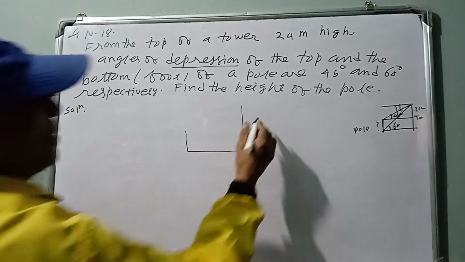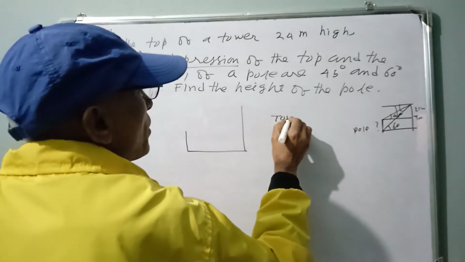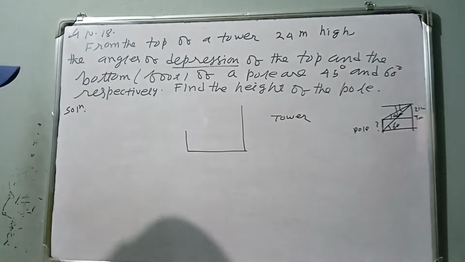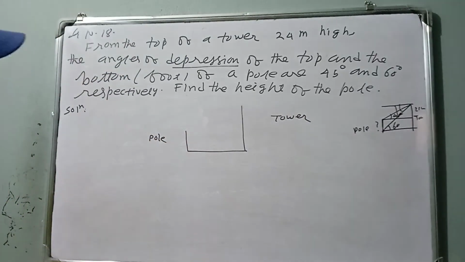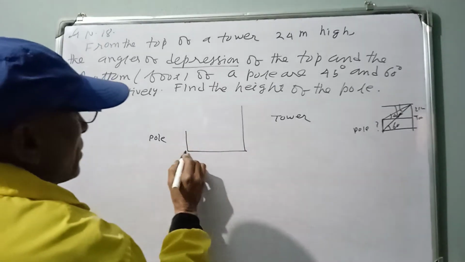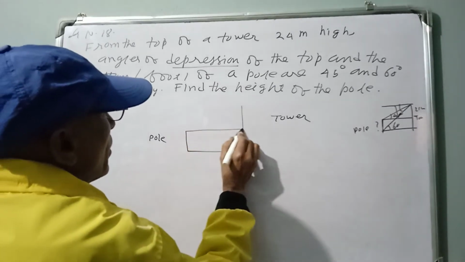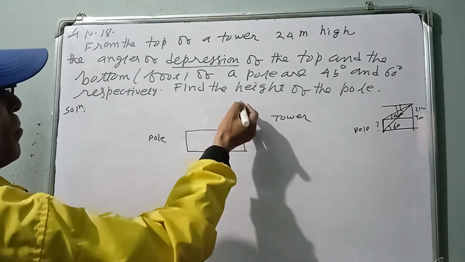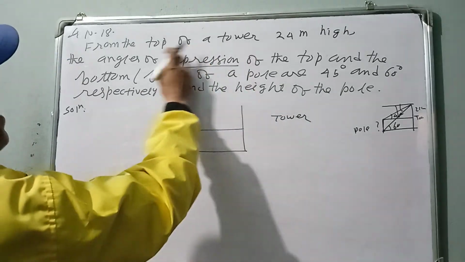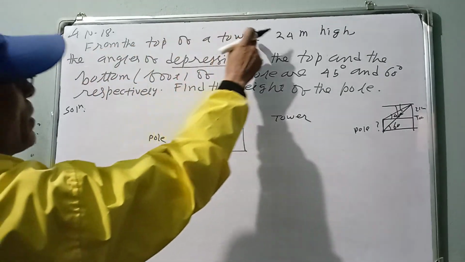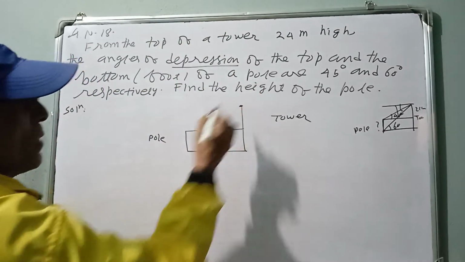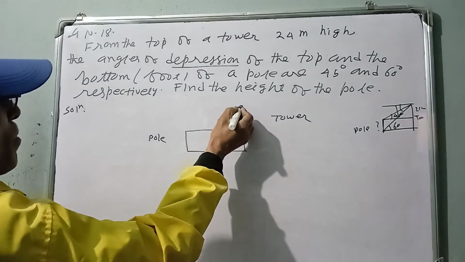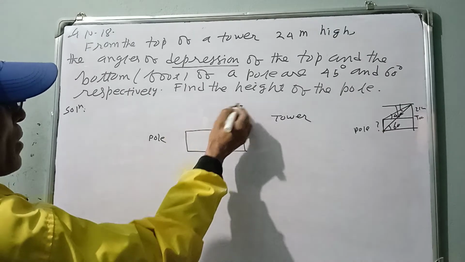See, what is this? This is a tower, 24 meter high. This is a pole whose height is to be found. And this is the ground. Draw a line parallel from the top of a tower. Tower को top बाट पोल को टप में हेर्दा एंगल अफ डिप्रेसन.